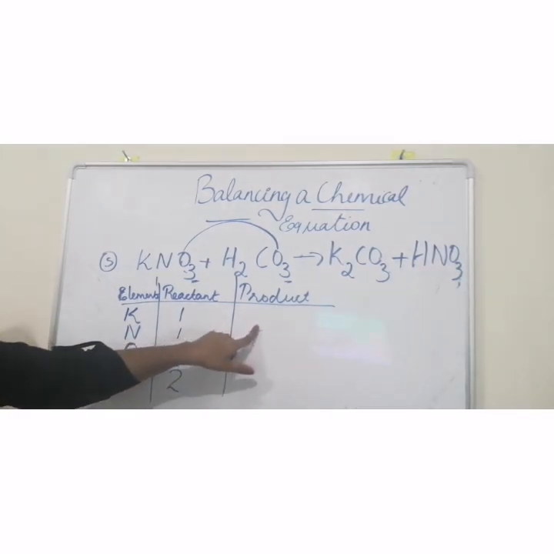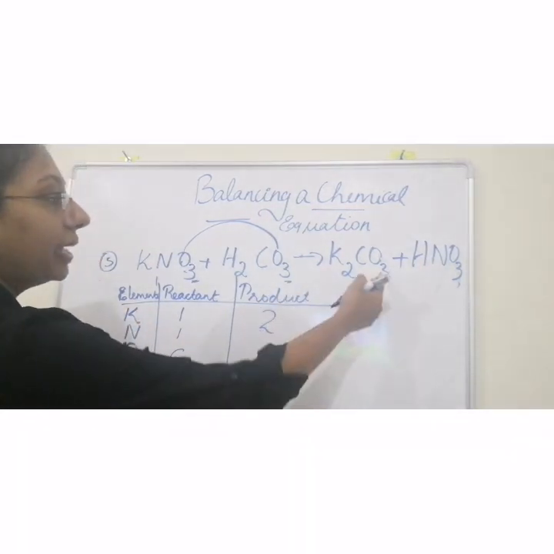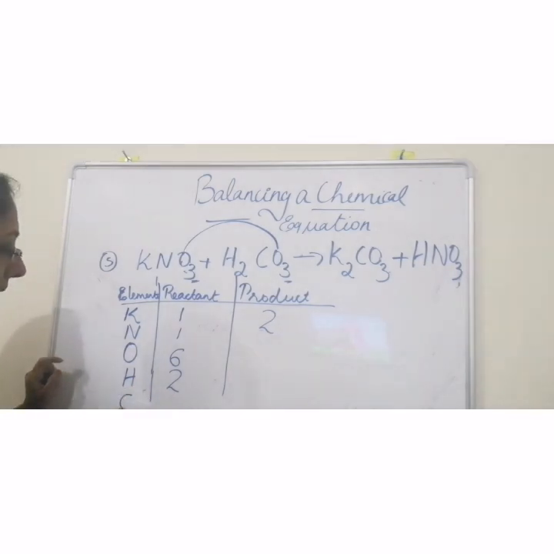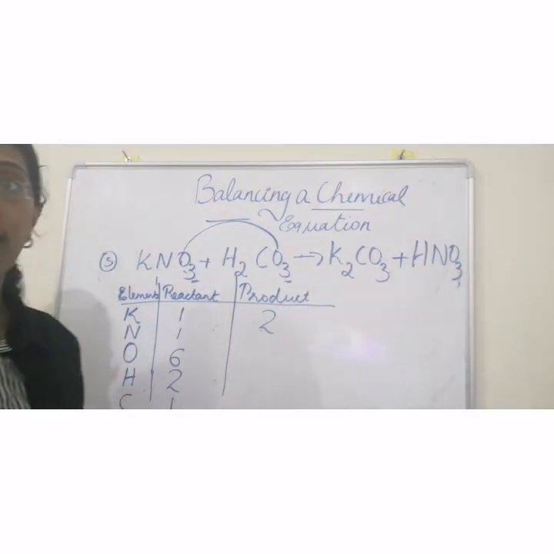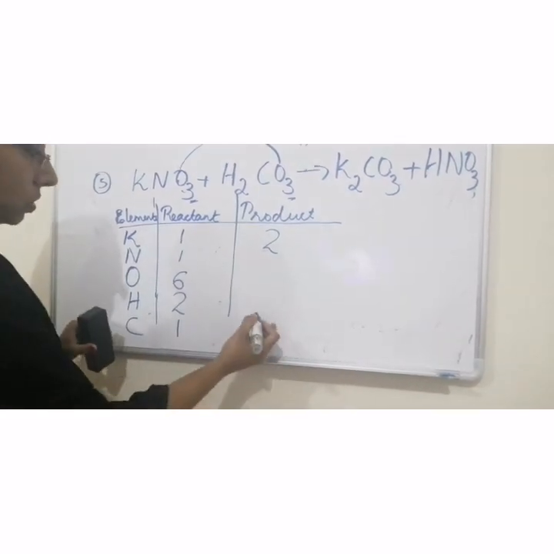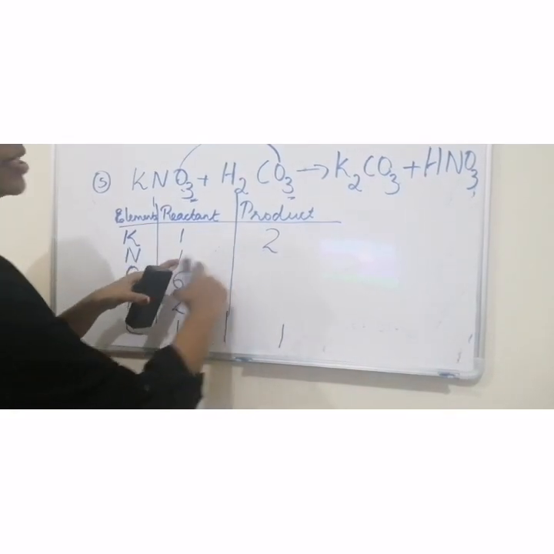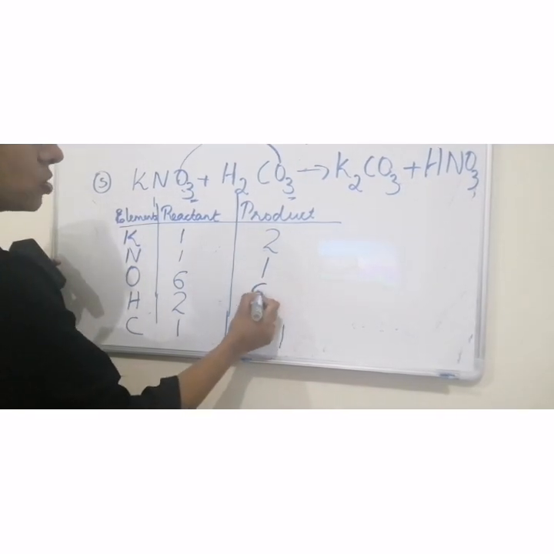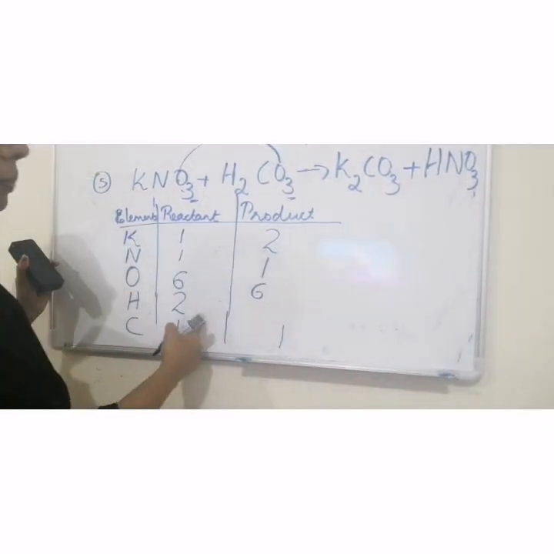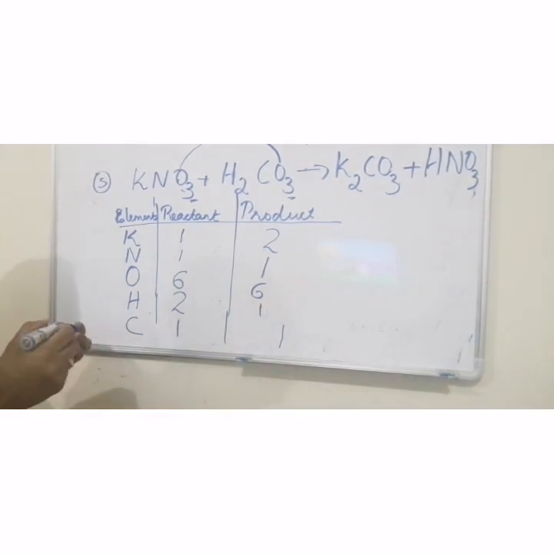Now we will go with the product side. How many potassium atoms are there? 2. How many carbon atoms? One more element was there, carbon. How many carbon atoms are there? 1 on the reactant side and 1 on the product side. We can see how many nitrogen atoms? 1 nitrogen atom. How many oxygen atoms? Altogether 6, 3 plus 3. Then how many hydrogen atoms? 1 hydrogen atom.